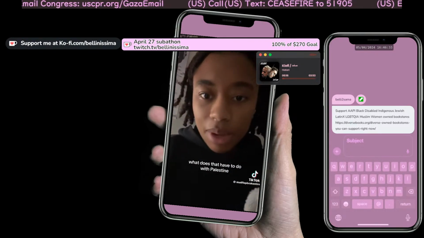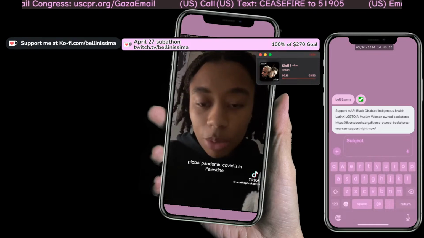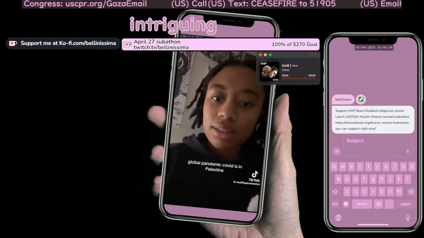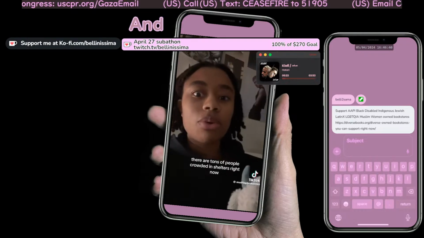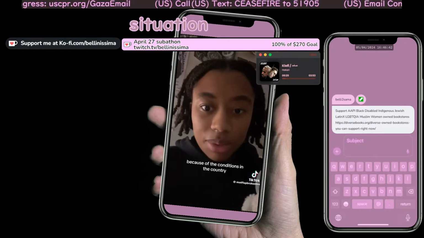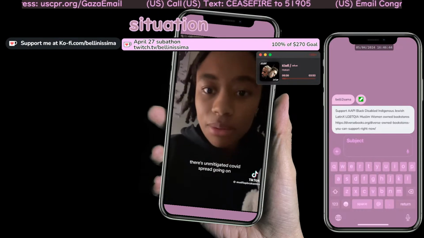What does that have to do with Palestine? Well, global pandemic. COVID is in Palestine. There are tons of people in crowded shelters right now because of the conditions in the country. There's unmitigated COVID spread going on.